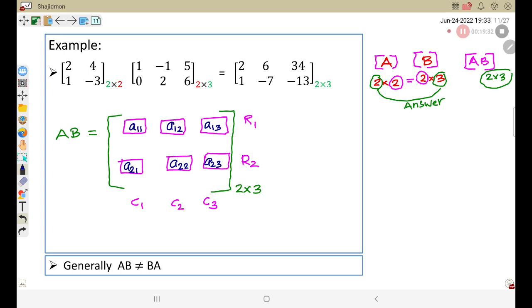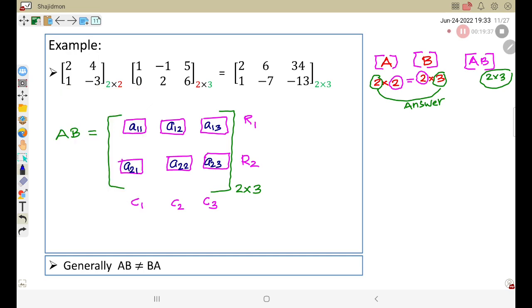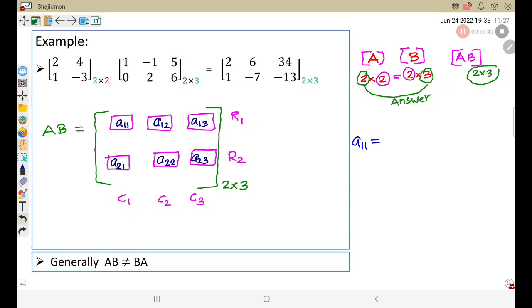We need to calculate the sixth number, A112, A23. Now how are we calculating? You can see, first we need to calculate the A11 number. Okay, A11, what is that number? A11. So simply, it is an easier way to understand it like this.